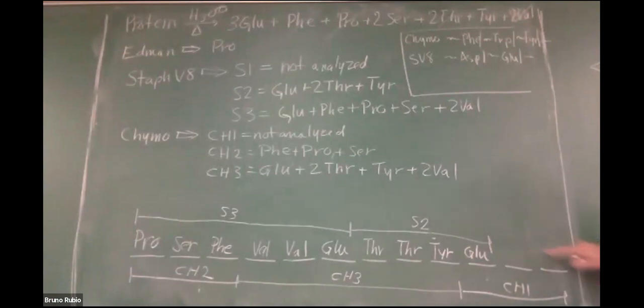Because staph V8 breaks after glutamic acid, it can't be here, right? We're trying to find a home for GLU and we're trying to find a home for SER. GLU can't be here because staph V8 would have broken after that glutamic acid residue. So the only thing that makes sense is serine there and the glutamic acid there. So we were looking for the missing serine. We were looking for the missing glutamic acid. This must be the fragment S1.